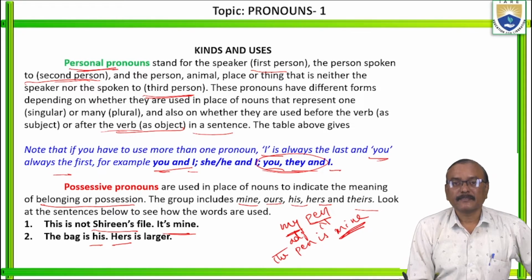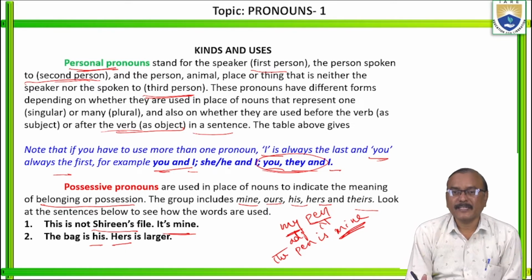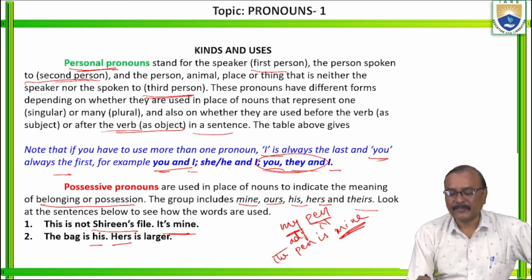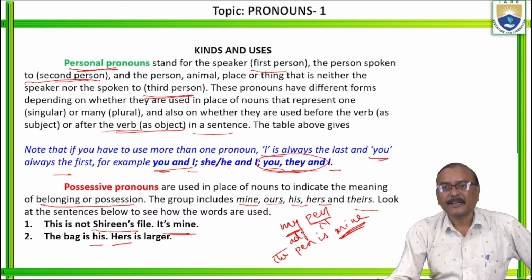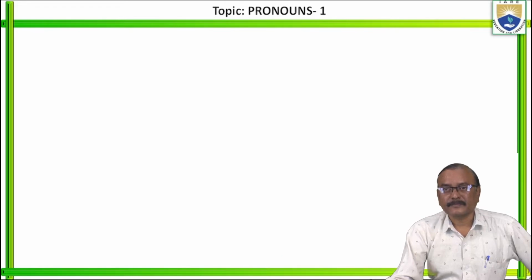Right? His pen. His is the demonstrative adjective. The pen is his. Here it is a possessive pronoun. Don't get confused here between the pronoun and the adjective. Is it clear? Next one.